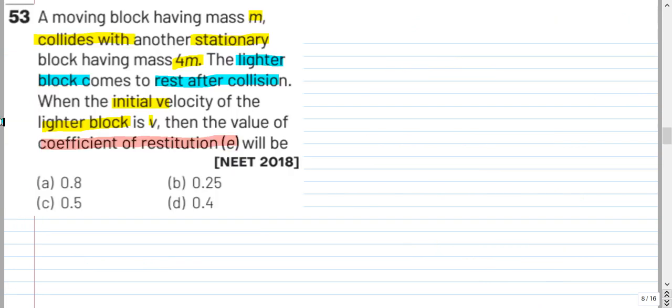This is the next question. A block having mass m collides with a stationary block having mass 4m. The lighter block comes to rest after collision. When the initial velocity of the lighter block is v, the value of the coefficient of restitution will be. You can pause and attempt this question.